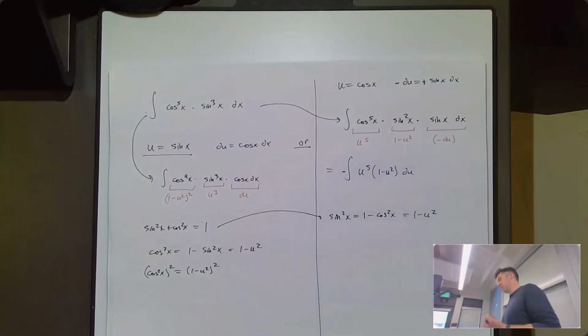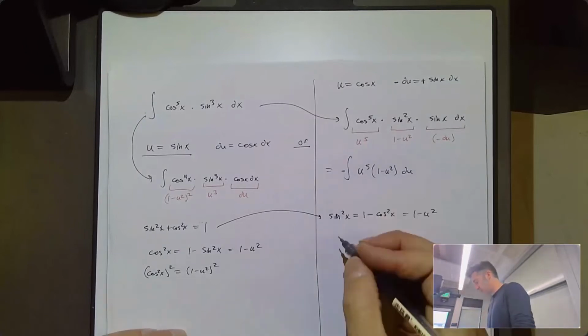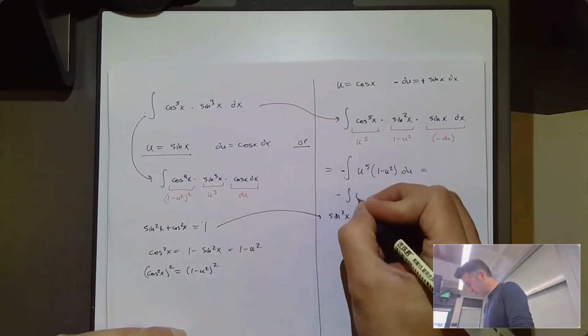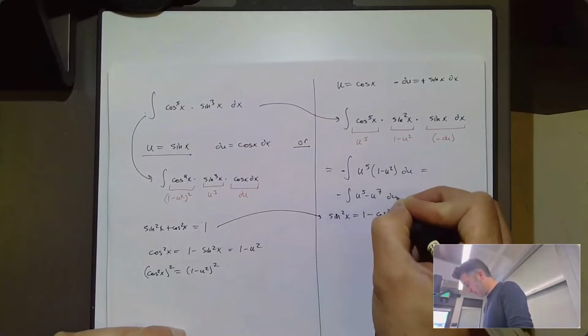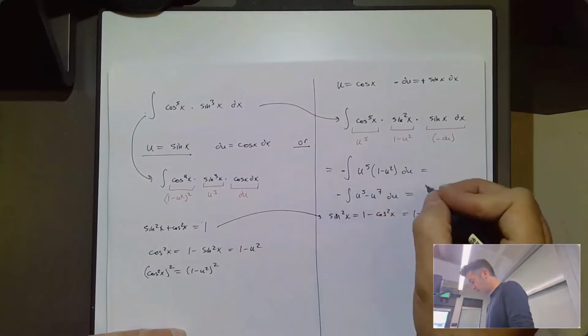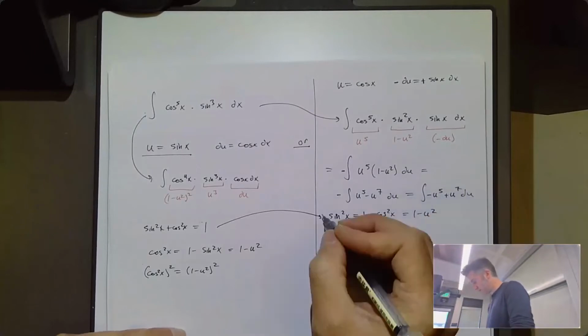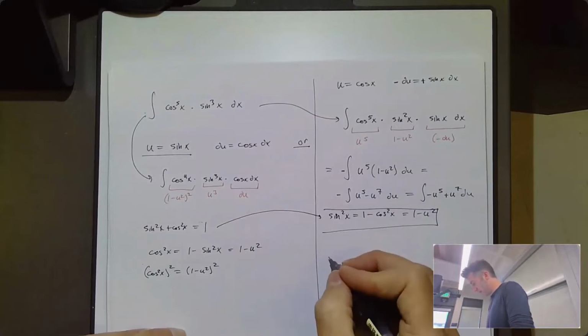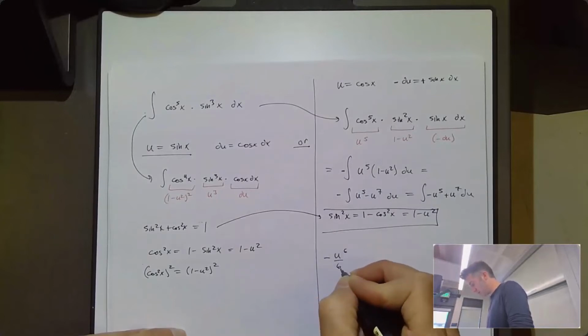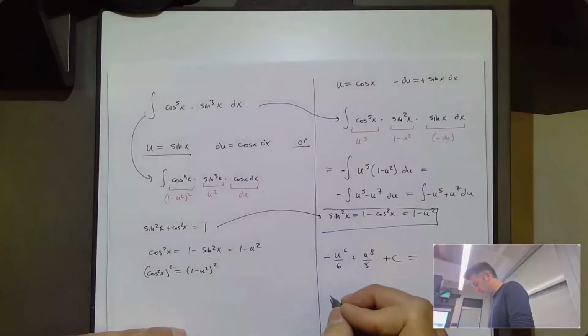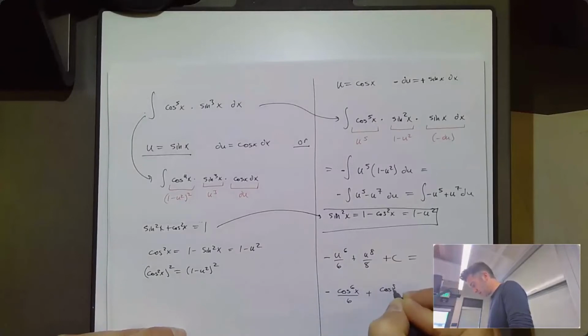So here's what I would honestly do. I would write this as negative the integral of u to the fifth minus u to the seventh. And then I would actually distribute the minus sign and have the integral of negative u to the fifth plus u to the seventh. And then I would have negative u to the sixth over 6 plus u to the eighth over 8 plus c. And then plugging back in cosine, I'd have negative cosine to the sixth x over 6 plus cosine to the eighth x over 8.